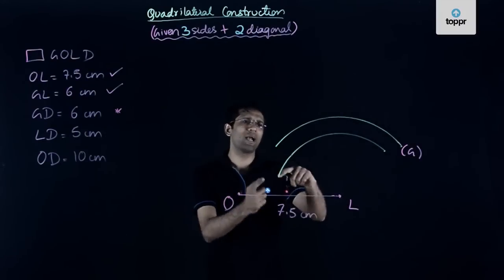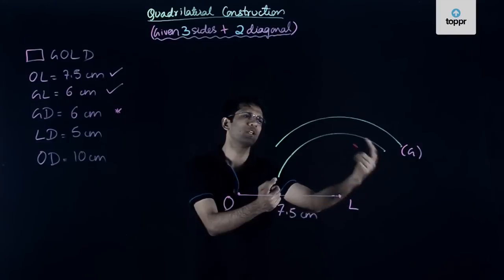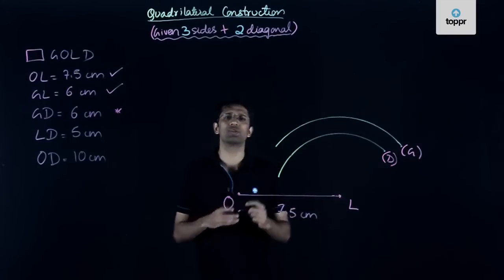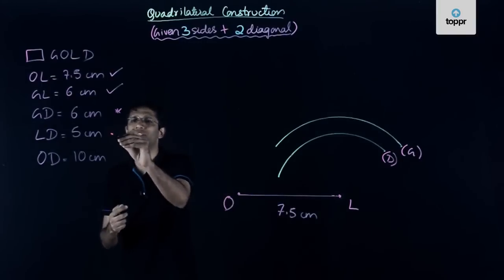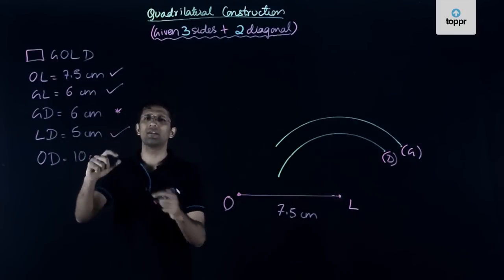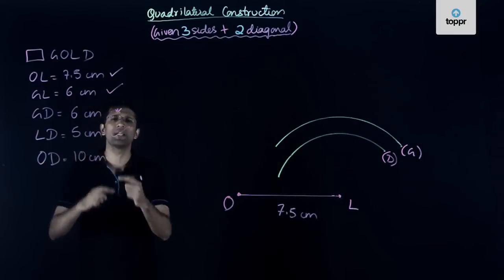And now I know that my point D will lie somewhere on this arc. So I will label D here to avoid confusion. So I now use this information as well. And now we come to this last bit of information, which is the length of segment OD is 10 centimeters.